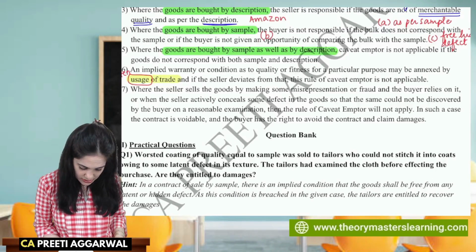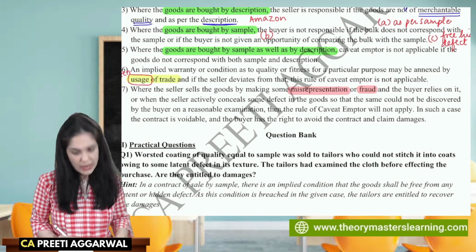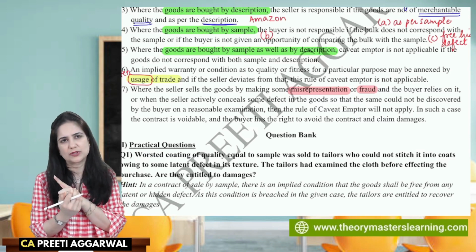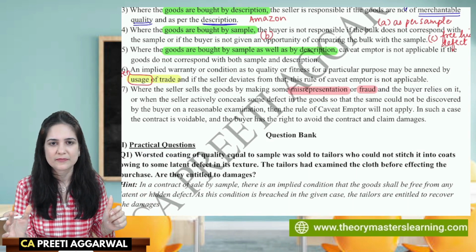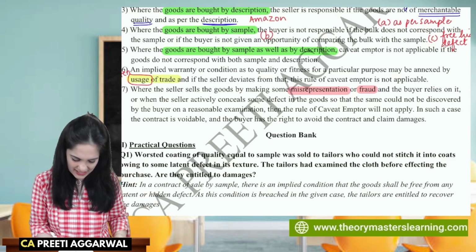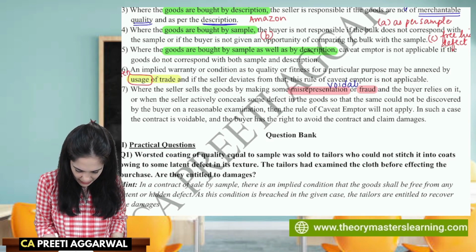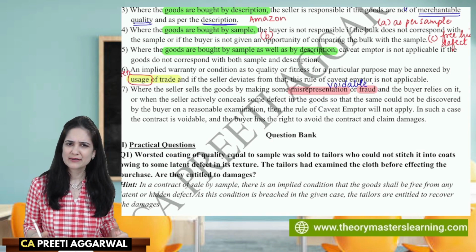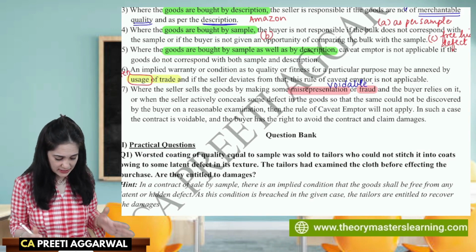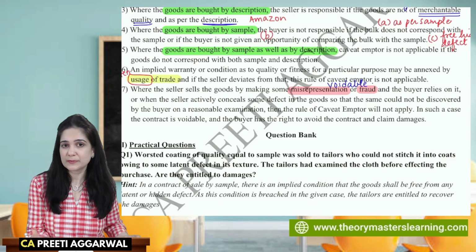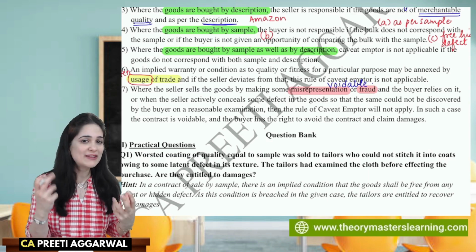Seller sells the goods by making certain misrepresentation or fraud, and the buyer relies on it. Misrepresentation, fraud. Tell me, students, the contract is voidable. Yes, the contract is voidable. At whose option? The buyer, the person against whom we are using misrepresentation or fraud. So where the seller sells the goods by making fraud or misrepresenting the facts and the buyer relies on it, or when the seller tries to actively conceal the defect.